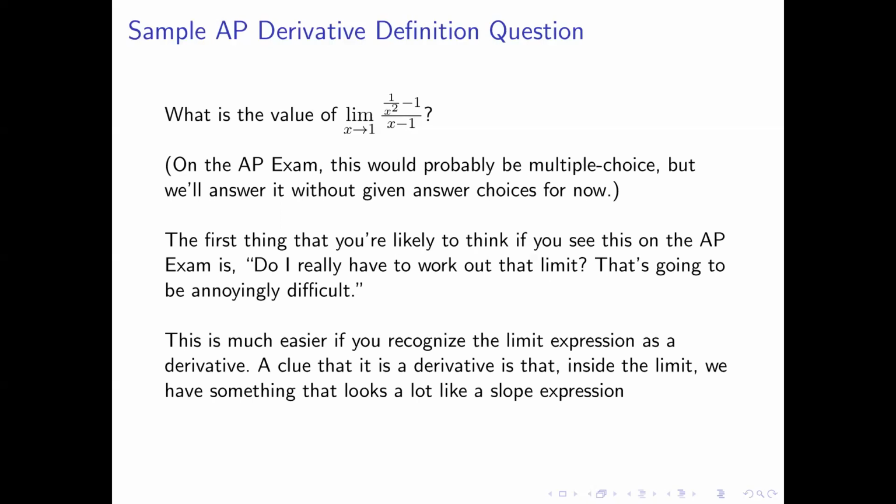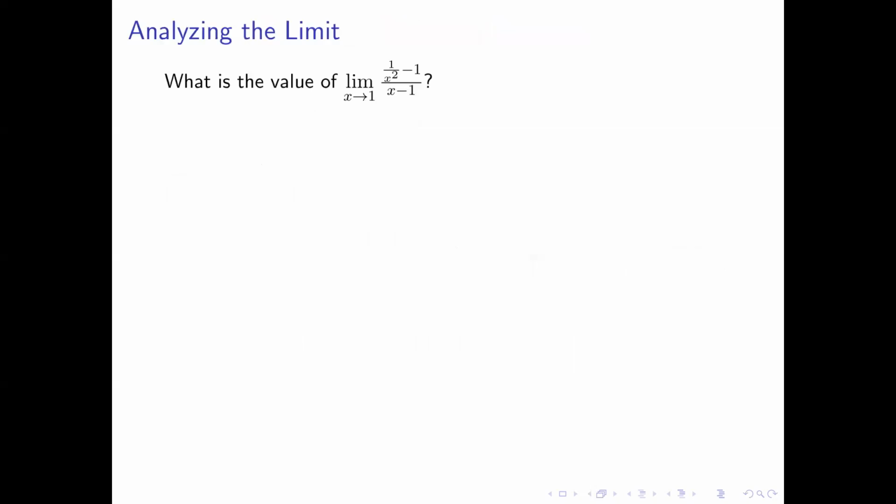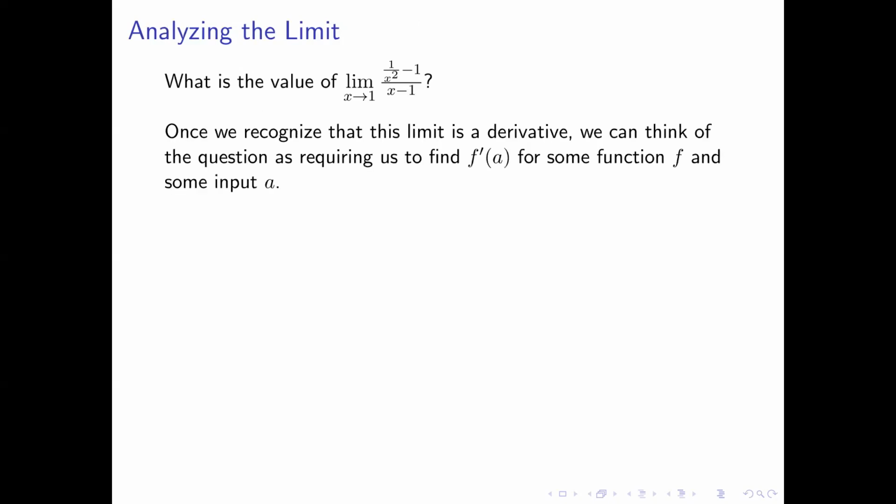There's a clue that you're dealing with a derivative here. Notice that the thing inside the limit looks like the kind of expression we would use to evaluate the slope of a line. We usually write slopes like this, y2 minus y1 over x2 minus x1. The key thing here is the structure. We have subtraction over subtraction. And in the limit we're trying to find in our sample question here, we have subtraction over subtraction. So that suggests that we can analyze this limit as though it gives us a kind of slope.